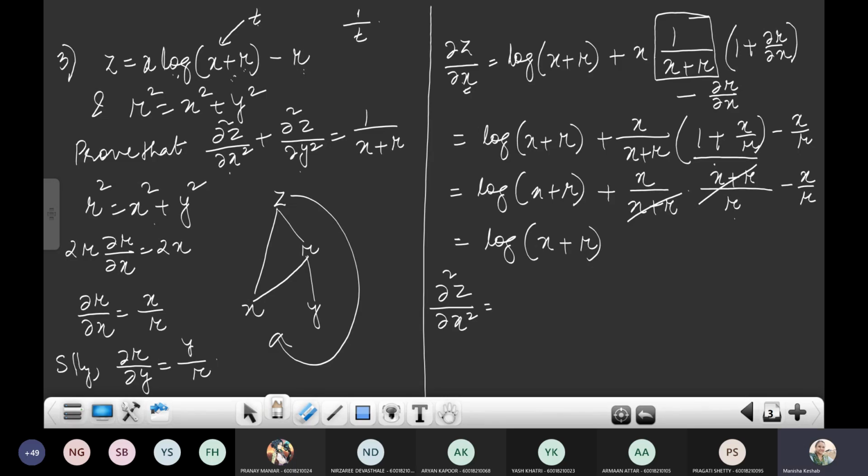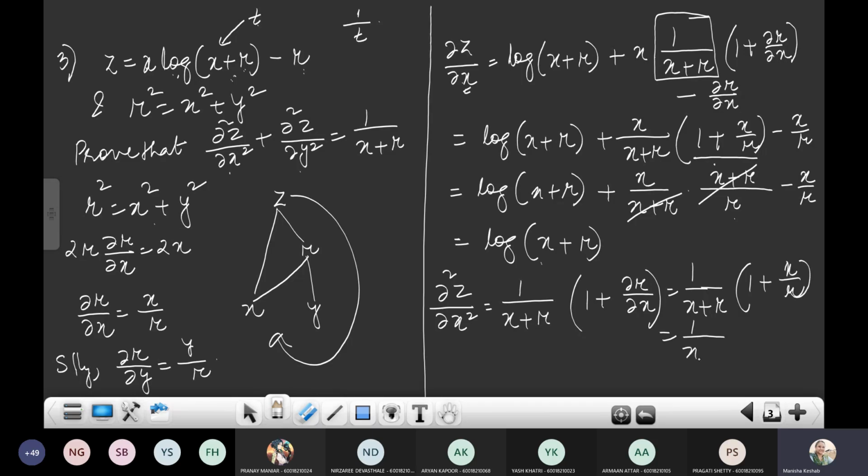Okay. Now again differentiating this with respect to x. So then what will we get? 1 upon x plus r into again differentiating this x plus r with respect to x, so that means 1 plus del r del x. Now substituting the value, x plus r, and then we will get 1 plus x by r. So basically it's the same. So 1 by x plus r into r, and then x plus r. So x plus r is gone, so we have 1 by r. So now we have found del square z del x square is nothing but 1 by r. Now we will go for y.